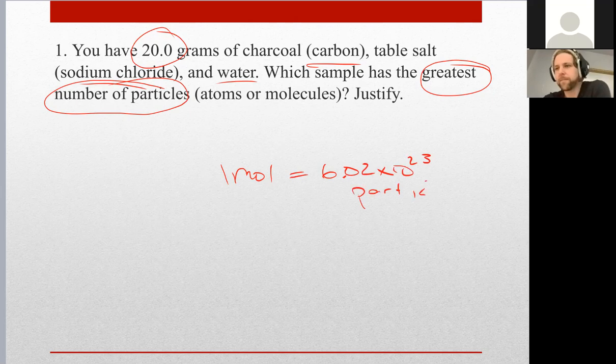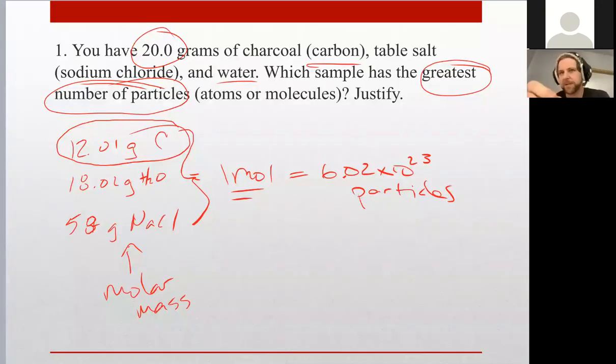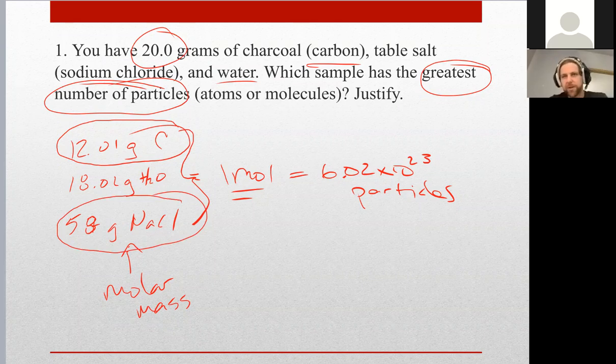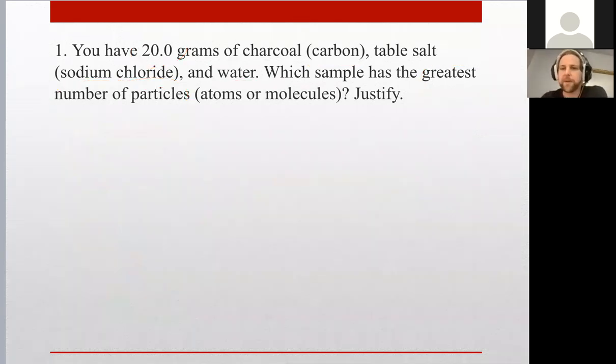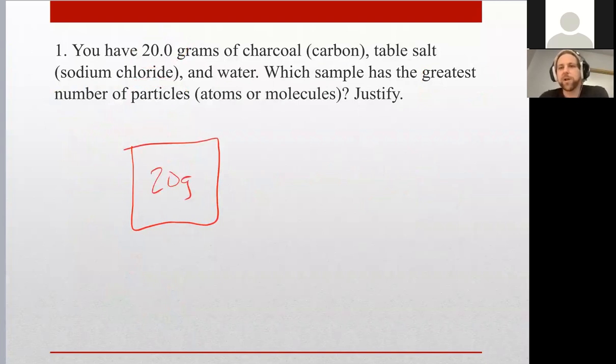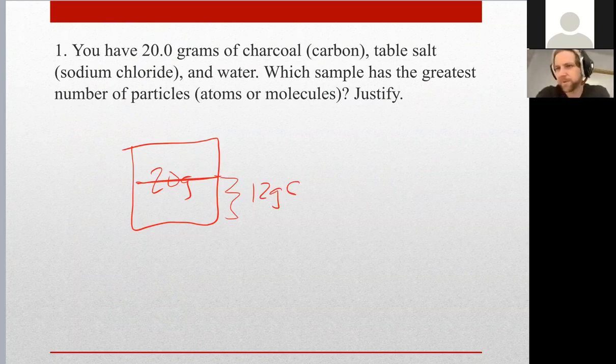And 1 mole also equals some sort of mass per the substance. So for carbon, it's going to be 12.01 grams per mole, so we'll have more carbon in a 20 gram sample because it weighs less. And then sodium chloride weighs a lot, so it's going to have fewer particles in a 20 gram sample. If you want to think of it another way, if you have a 20 gram sample, then 12 of that is just carbon. So we're going to have more than a mole, somewhere between 1 and 2 moles of carbon.